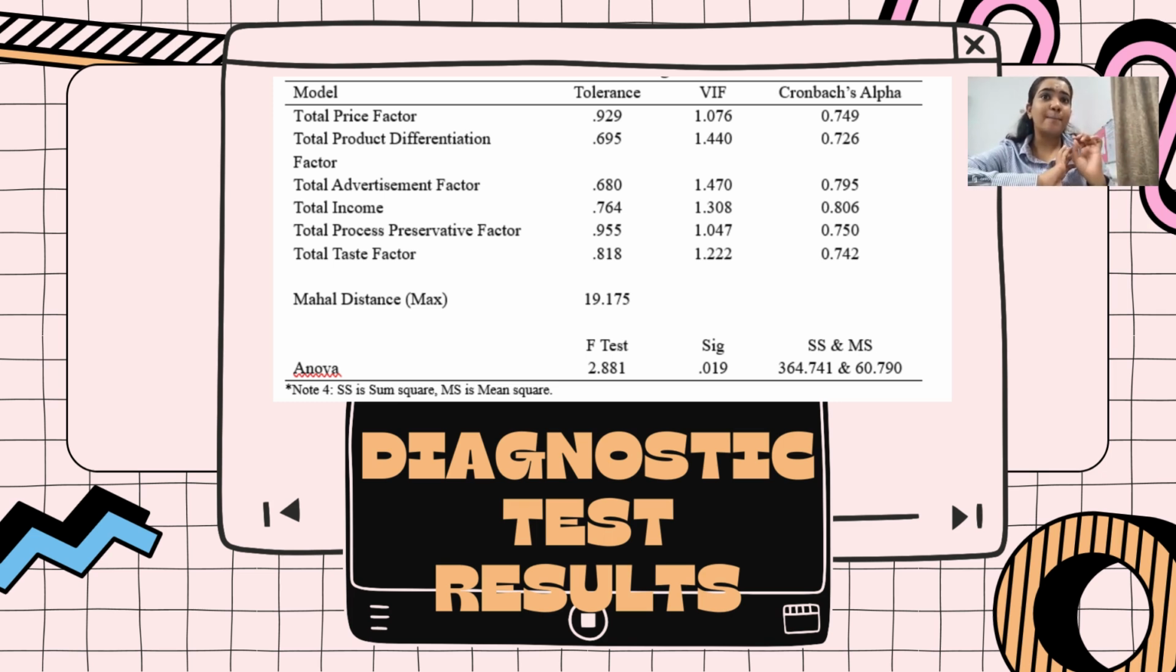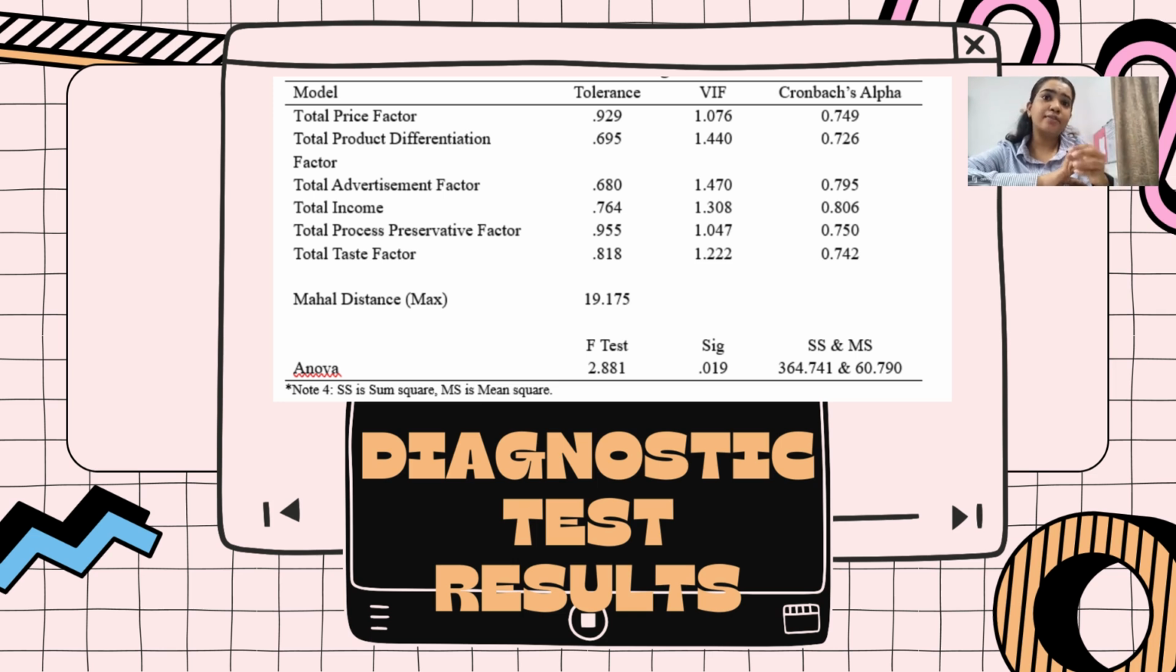The sum of squares of the model is 364.741 and the mean square is 60.790. The tolerance value for each variable is not less than 0.10, therefore we have not violated the multicollinearity assumption. This is also supported by the VIF values, which are well below the cutoff of 10. These results support the Pearson correlation coefficients being less than 0.7 between the independent variables. So lastly, we can conclude that there is no multicollinearity.